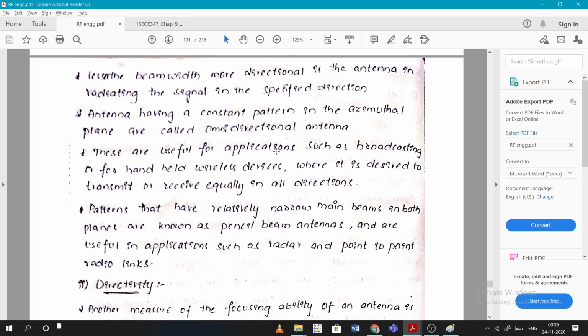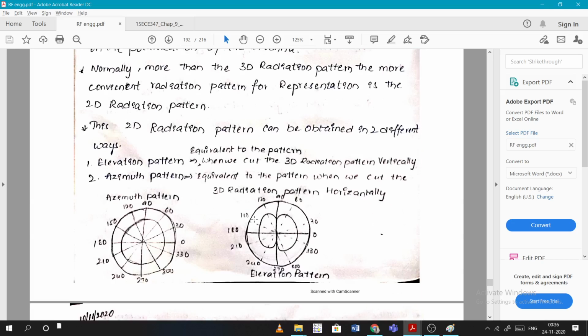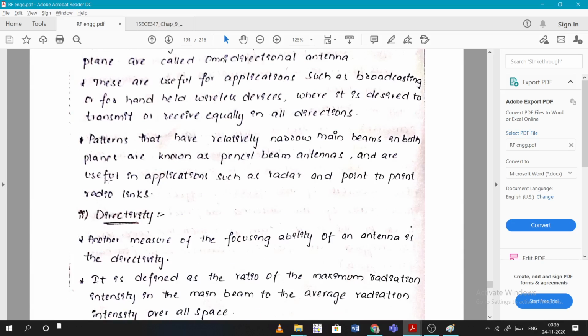Patterns with a relatively narrow main beam width in both planes are known as pencil beams and are useful in applications such as radar and point-to-point radar links. When the main lobe is so narrow in both planes, azimuthal and elevation, that is, if the radiation pattern is narrow in both planes, such antennas are called pencil beam antennas and are useful in applications such as radar and point-to-point radar links.